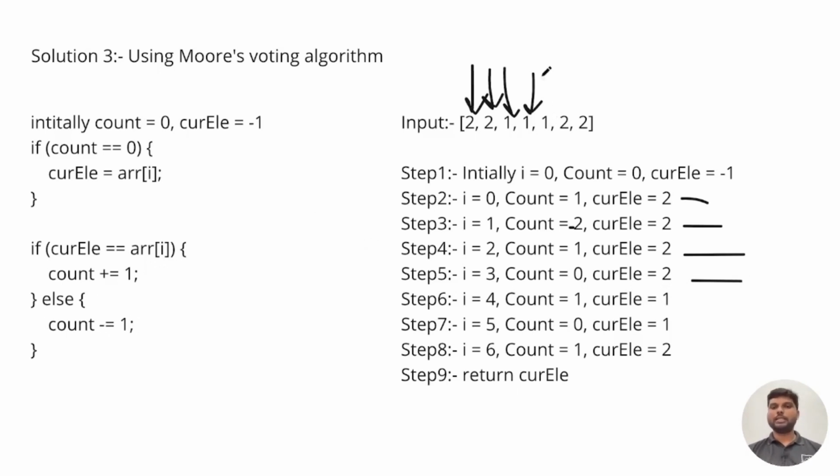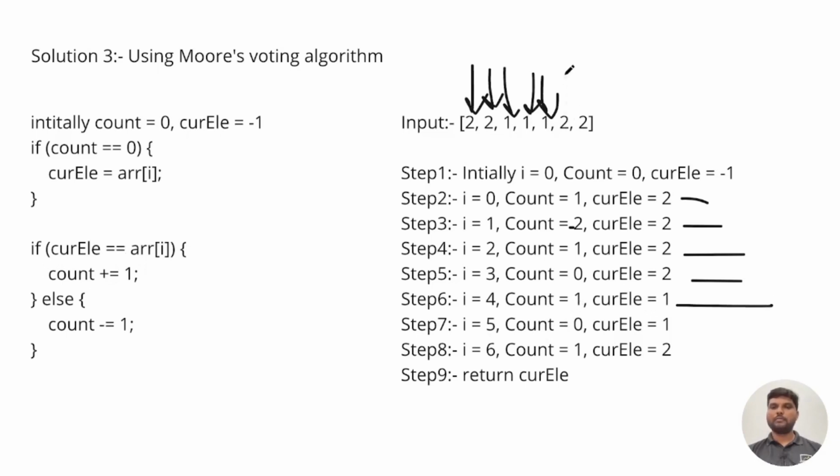Okay, in the next iteration we will start considering this one. We will check if count is equal to 0. Well, count is now 0, right? So current element will be set with value of array of I. Okay, so current element becomes 1 now. And we will go to this if condition. This if condition will result true. We will increment the count then. So count becomes 1 and current element becomes 1.